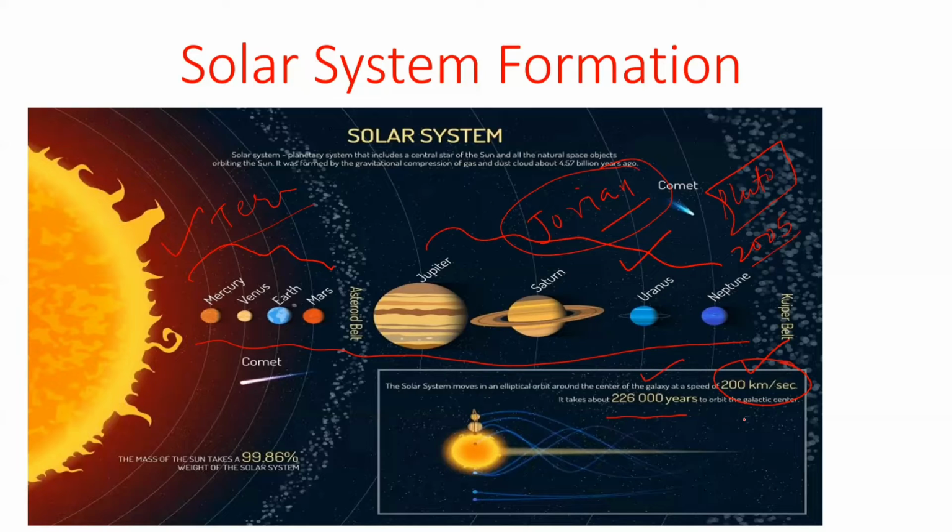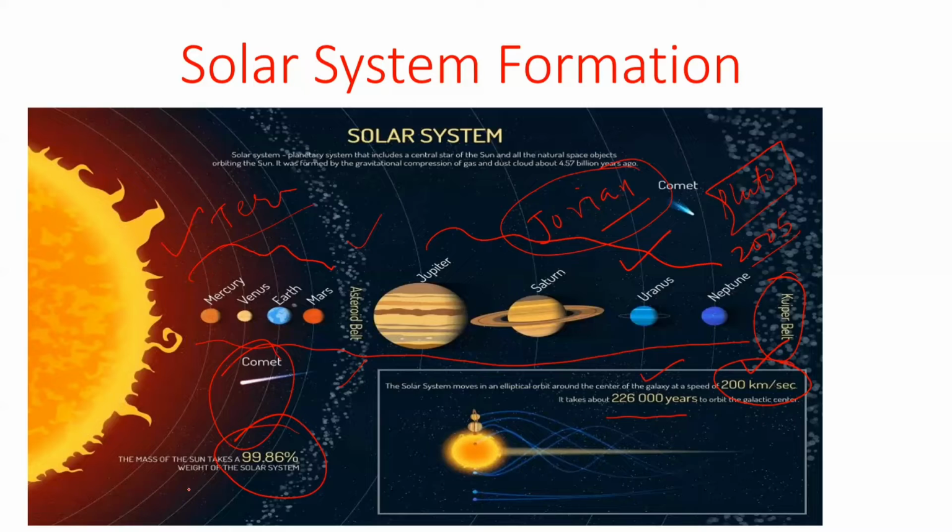So in our solar system, there are also belts. One is known as the asteroid belt, and the other is known as the Kuiper belt. The Kuiper belt is the outermost part of our solar system, and there are a lot of comets present there. So the whole solar system's mass is comparable to the sun's mass. The sun's mass is around 99.86% of our whole solar system. Okay, so it's a huge amount of mass present in our sun, right?